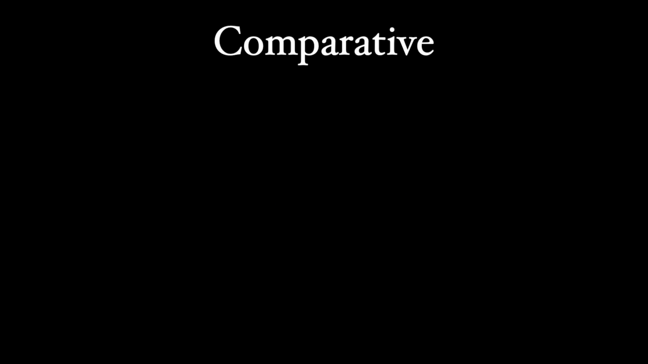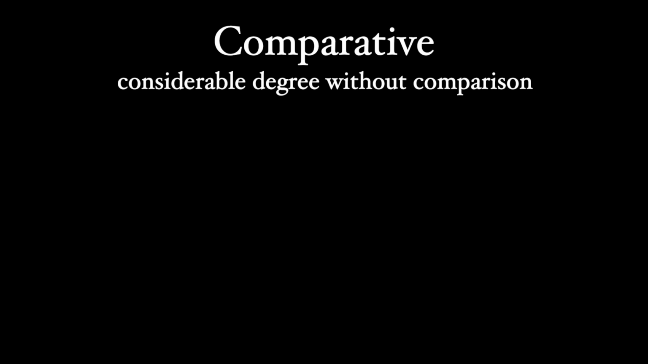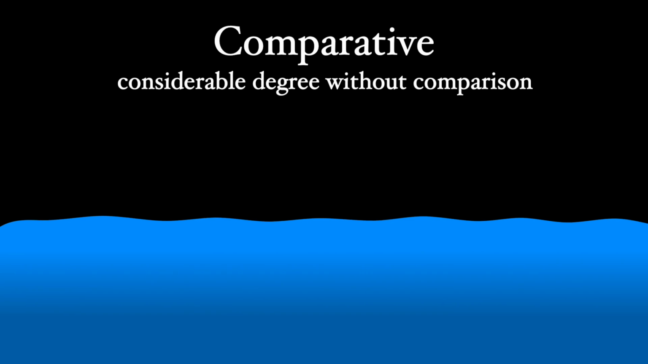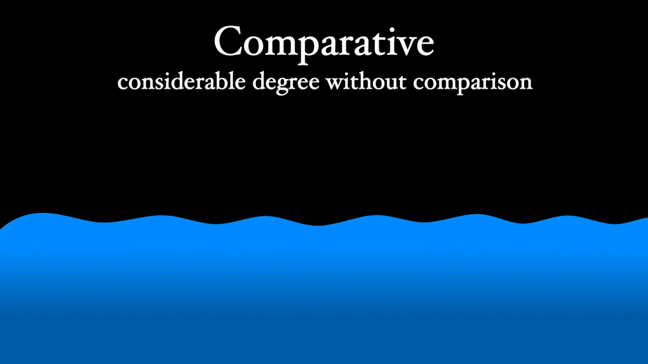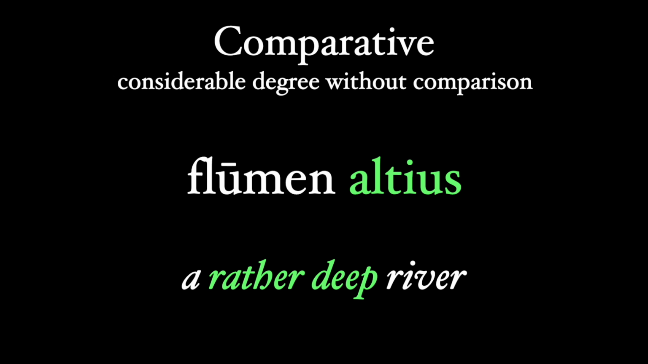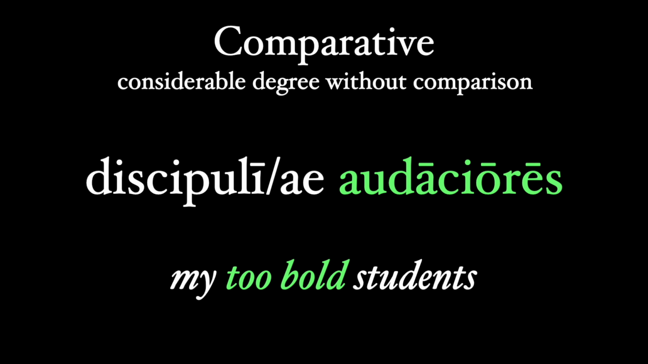You can also use the comparative in Latin if you want to show a considerable or excessive degree of something without feeling the need to compare it to something else. So you come across a river and see that it isn't just deep, it's rather deep. Maybe not the deepest river you've ever seen, but deep just isn't a good enough term to describe this river. So you can use the comparative there. Flumen altius. Remember, altius is the neuter form. My students can be audaciores, too bold.